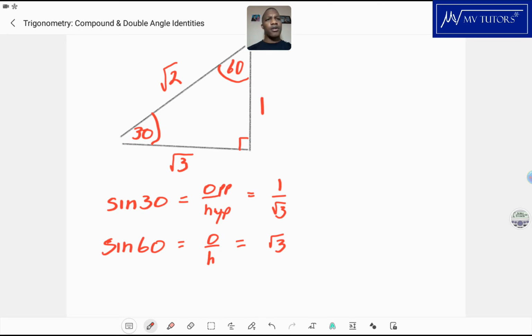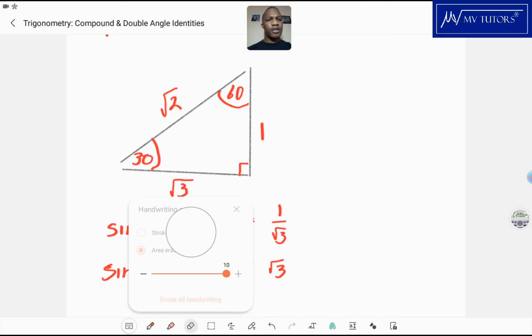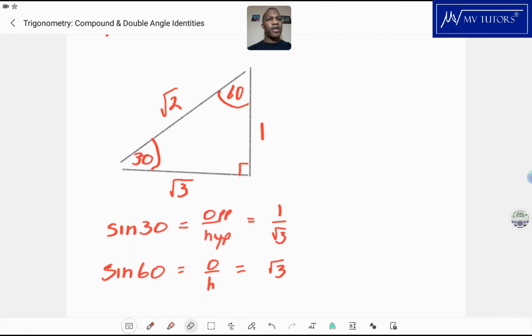Sorry. My bad. I made a mistake here. See, I'm making mistakes already, and we haven't even gone that far. This 2 here is not square rooted. Okay? And so the hypotenuse is not, it's supposed to be a positive 2. So it's 1, 2, and square root of 3.